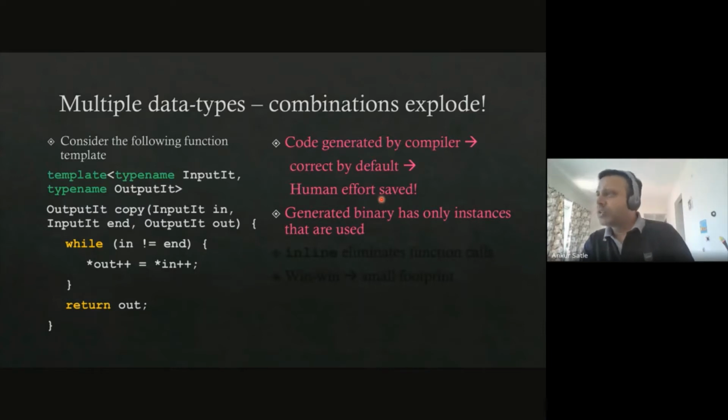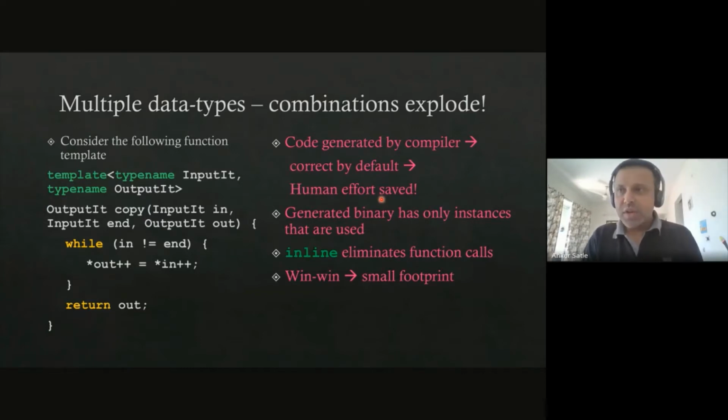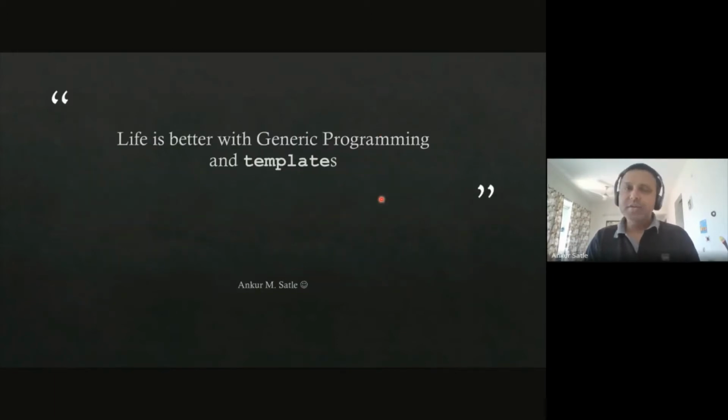Generated binary has only those instances which are really used. You don't generate all the 12 instances that may be possible. You only generate and keep those 2, 3, maybe 1 which you use. Inlining eliminates function calls. It's a win-win situation. And this is a point about footprint also. You only have what you will use, so there is no extra bloat of code in the binary. Okay, so life is better with generic programming and templates.